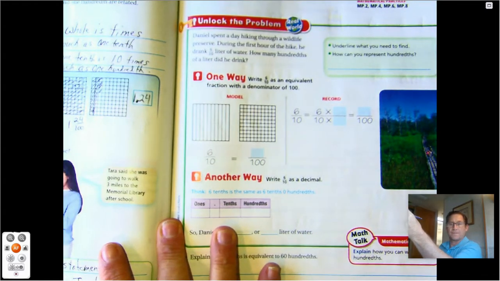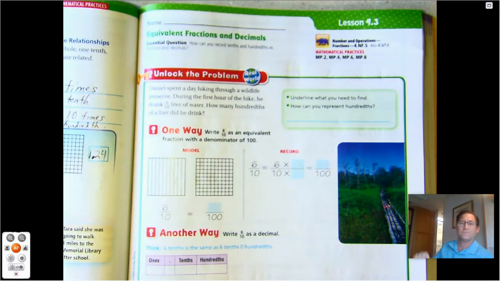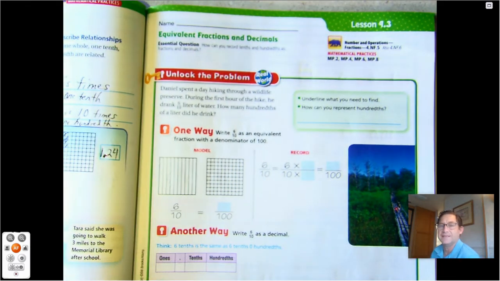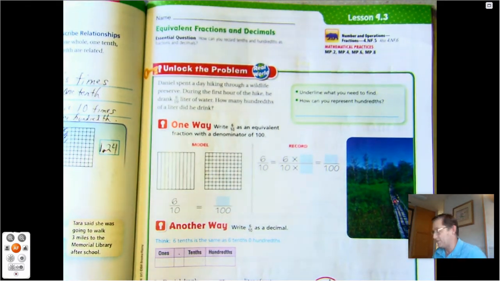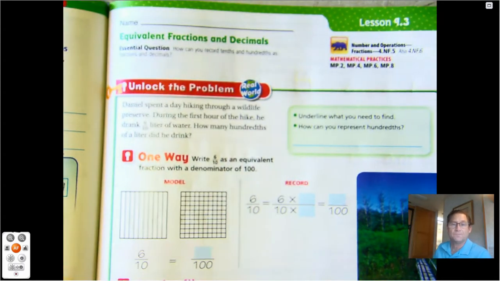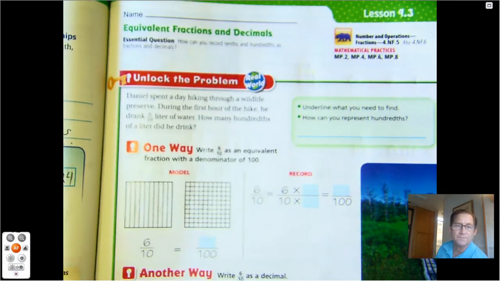Good morning. So in today's lesson, our topic is equivalent fractions and decimals. Lesson 9.3. We are on page 367 of the fourth grade textbook. And so let's look at the unlock the problem.